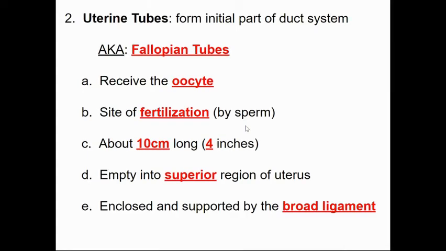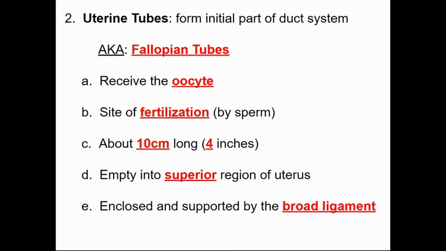So starting with the fallopian tubes, they're what receive that secondary oocyte. This is where fertilization is actually going to take place. So even though sperm are deposited in the vagina, they have to make their way through the cervix, up through the uterus, up through the fallopian tube, and then find that oocyte and fertilize it in the fallopian tube.